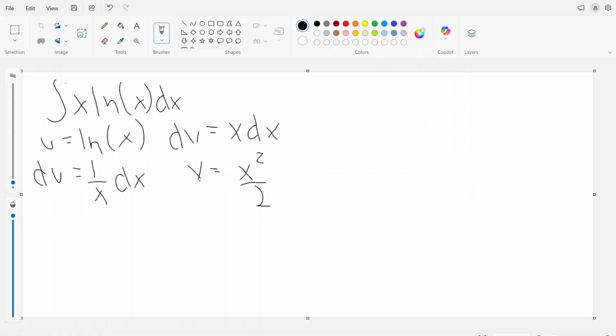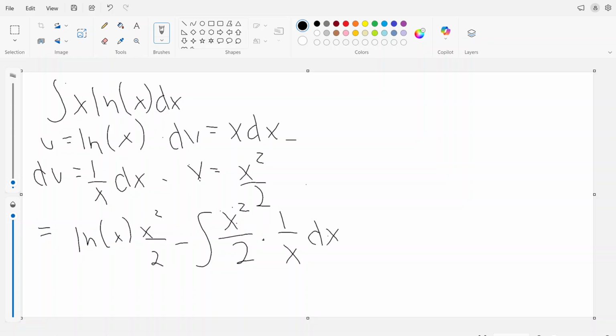Now we can finally apply IBP because we have these 4 components, right? So IBP is uv minus the integral of v du. So we do u times v, which is ln of x times x squared over 2, minus the integral of v du. So minus the integral of x squared over 2 times 1 over x dx.